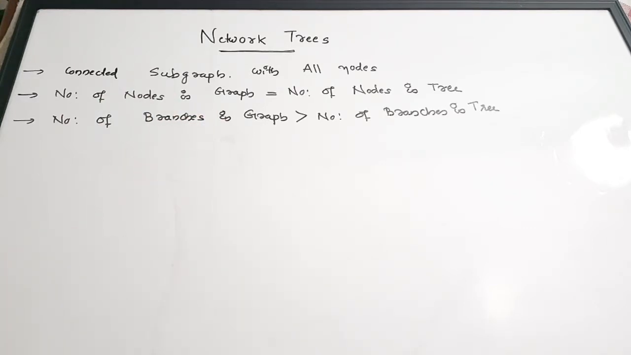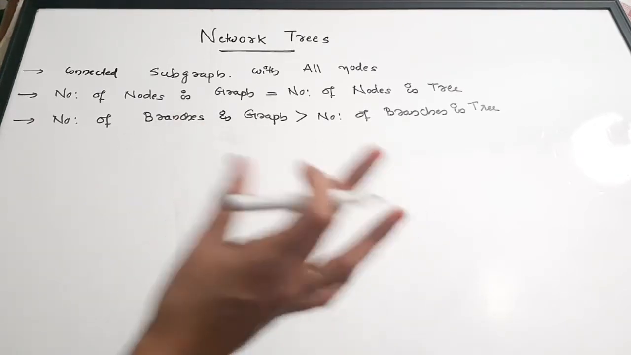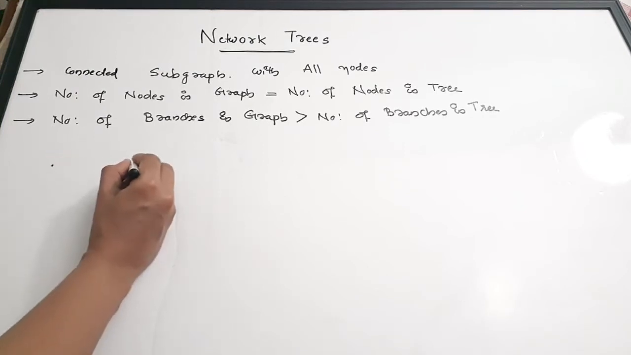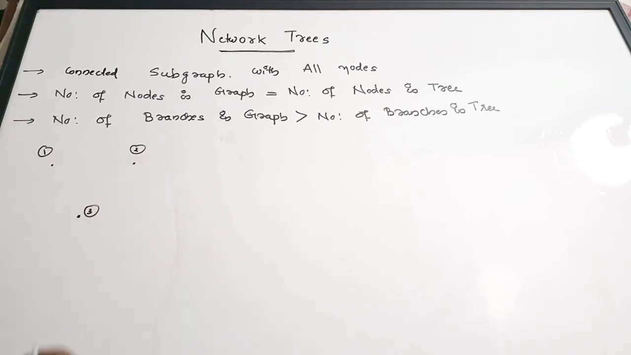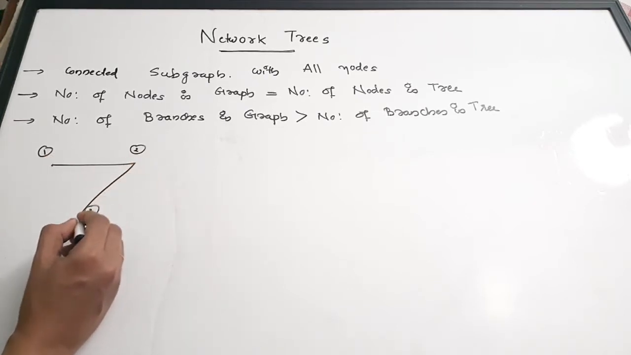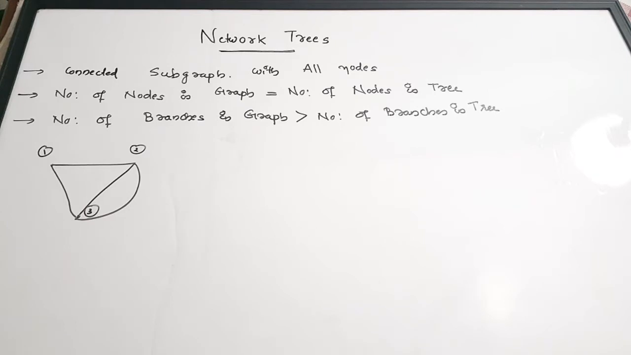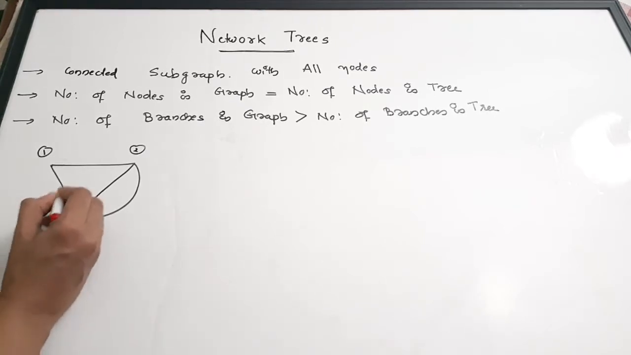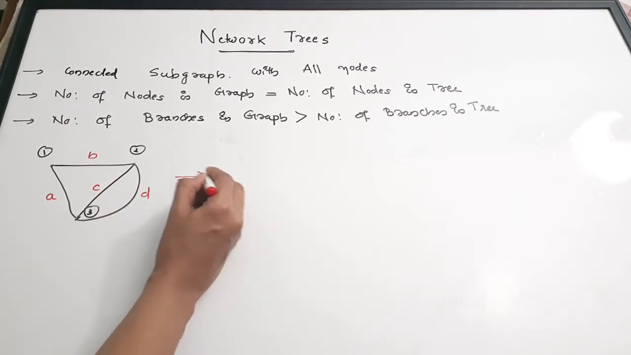Now let us do a small example on forming the network trees, or the tree structures, from a graph. I'm going to draw a graph here, and from this graph I'm going to form all the possible trees. This graph consists of three nodes only, 1, 2, and 3. Connecting these nodes there are branches, and the branch names are A, B, C, and D. So I'm going to form trees from this graph.